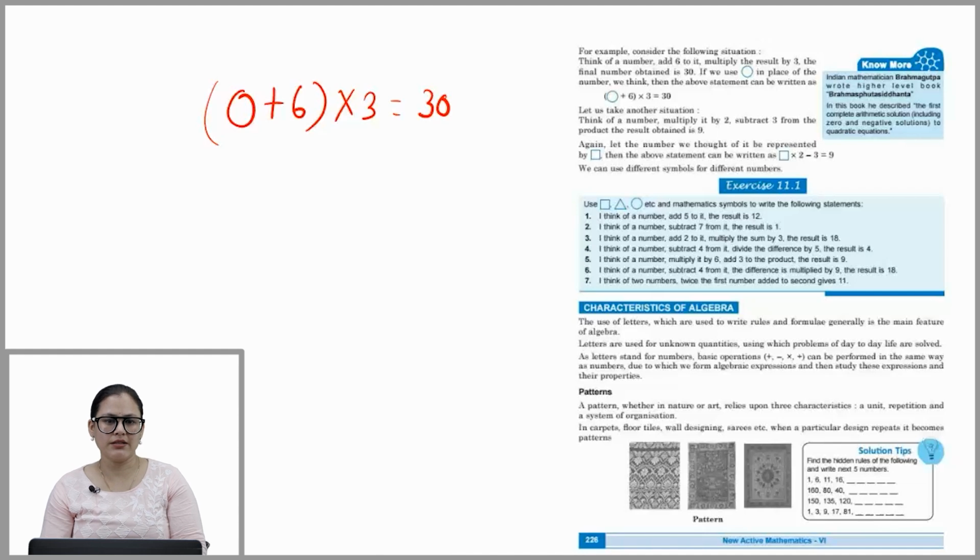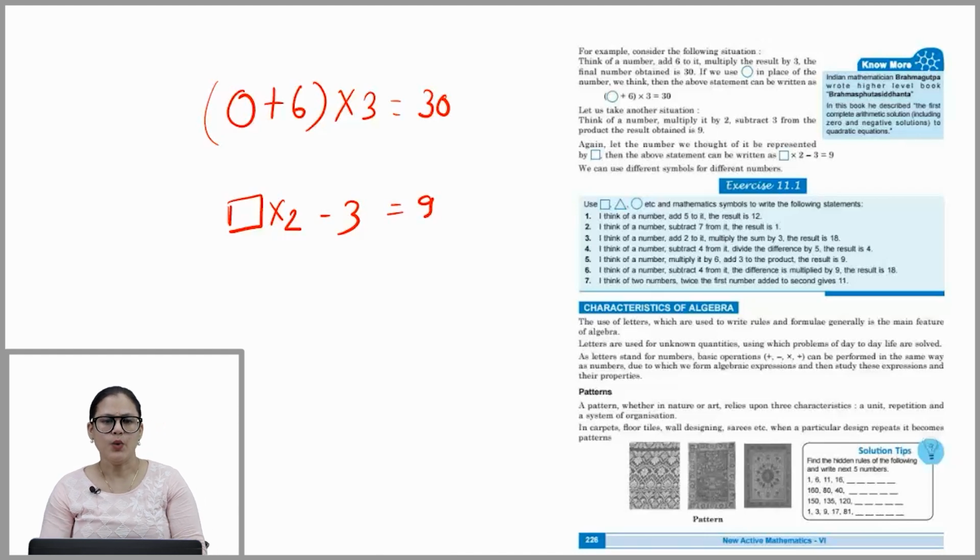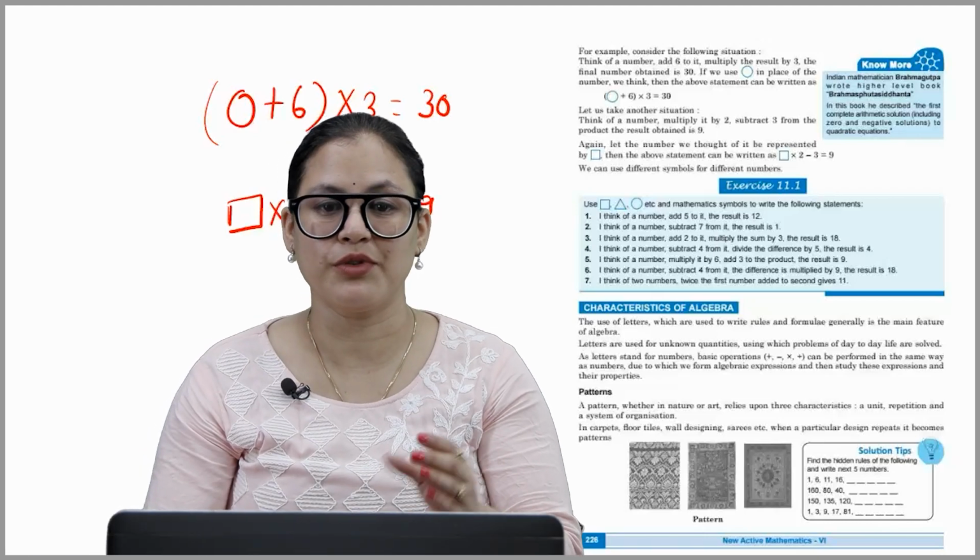Let's take another situation. Think of a number, multiply it by 2, subtract 3 from the product, and the result obtained is 9. So again, let the number we thought of be represented by this square. Then the above statement can be written as: the square is multiplied by 2 and then 3 is subtracted from the product, and the result is 9. We can use different symbols for different numbers.